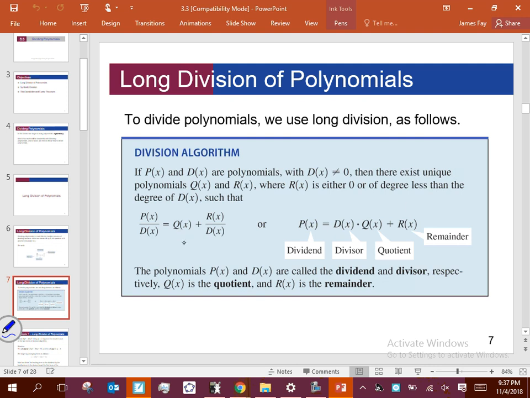So this here was like writing it as 5 plus 3 over 7. And this over here was like saying 38 is equal to my divisor of 7 times my quotient of 5, plus my remainder of 3. Preferably with polynomials, this arrangement is going to be probably preferred. It says the polynomials p of x and d of x are called the dividend and divisor respectively, q of x the quotient, r of x the remainder.